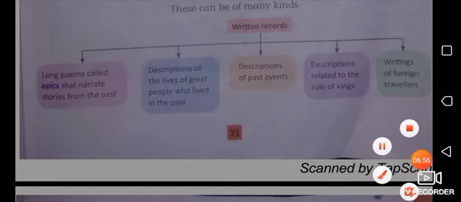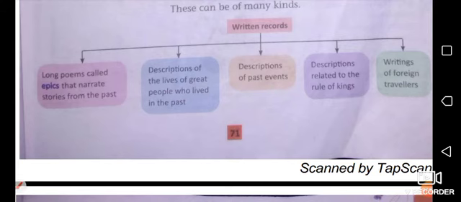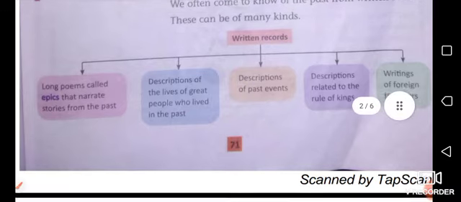Okay, and the next thing is monuments and pictures. So we also come to know about our history with the help of monuments and pictures. What are monuments? Now you are thinking about what a monument is. Monuments are important buildings from the past. A monument can tell us a lot about the people who built them. Hence they are also a source of history.